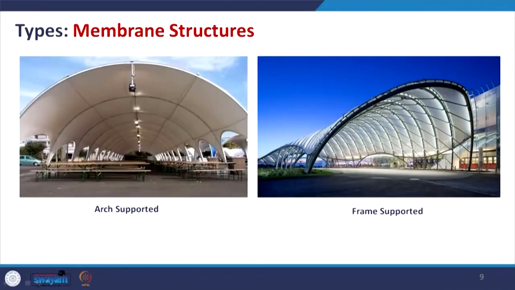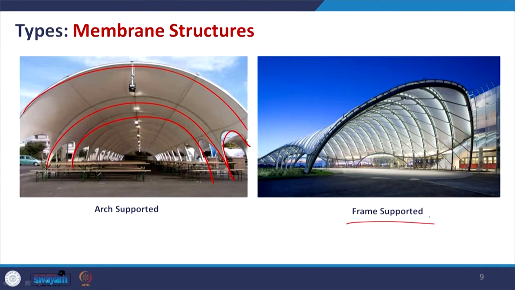Moving on, here it is very clear that you can identify the different arches being placed, and then we use the membrane to cover it up. And here you can see that to create the lateral opening, the membrane is cut in such a manner. So, it creates a barrel vault kind of form. So, this is arch supported.